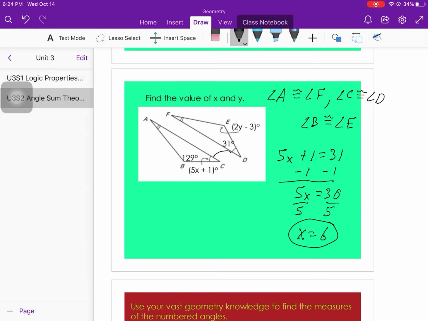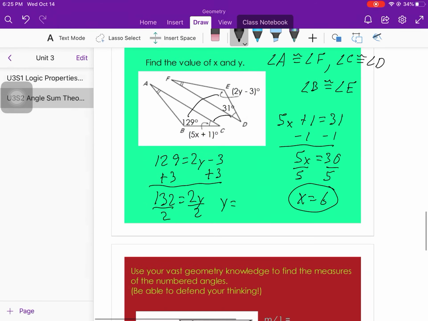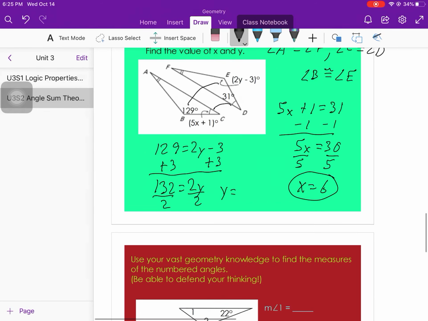Then we know that B and E are congruent, so we can set those equal to each other. 129 equals 2y minus 3. So let's add 3 to both sides. We get 132 equals 2y. Divide by 2. Y equals 66.